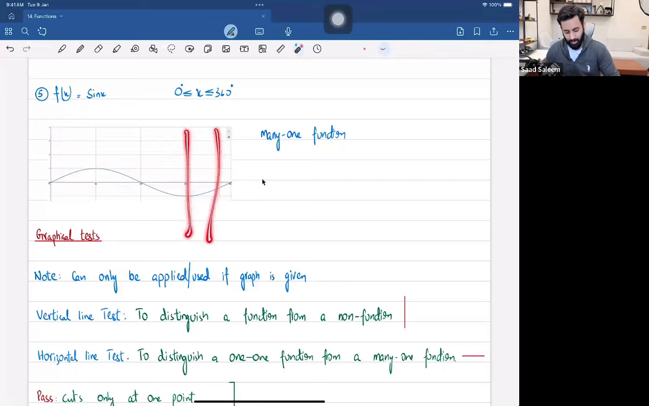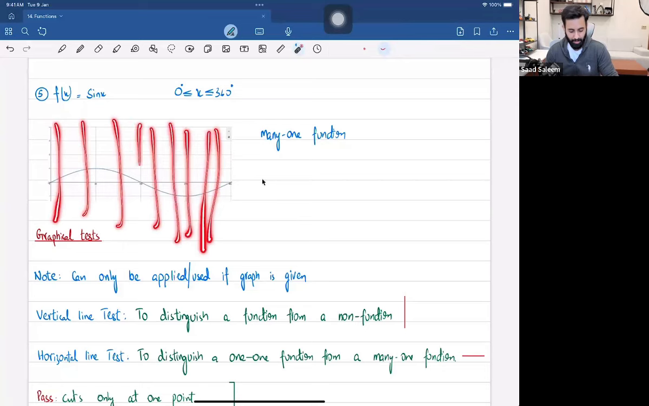Now, last, let's quickly wrap things up. This is a function because there's no point where, if I draw a vertical line, it will cut it twice. It will always cut it once. That means it's a function.